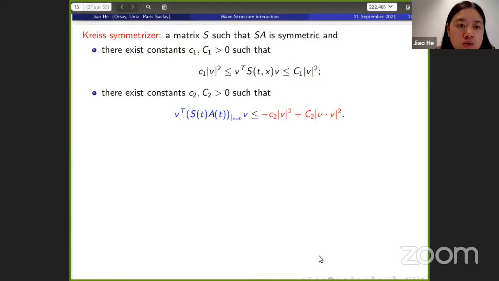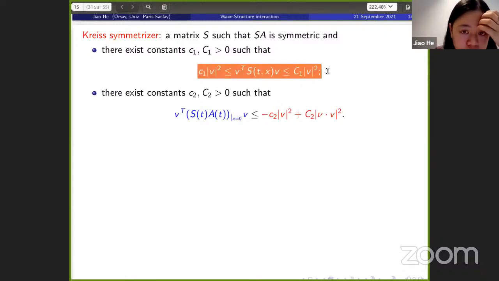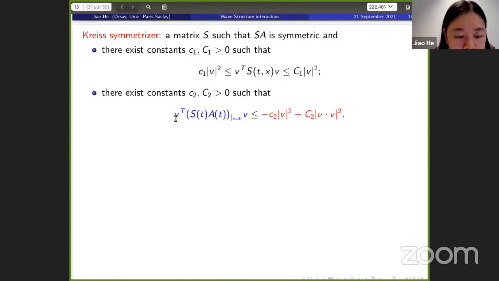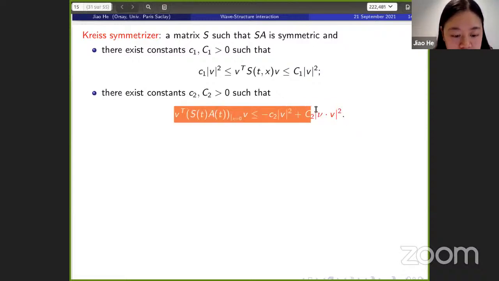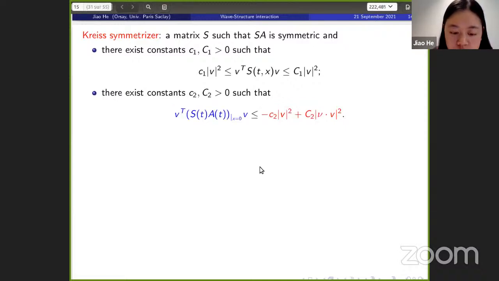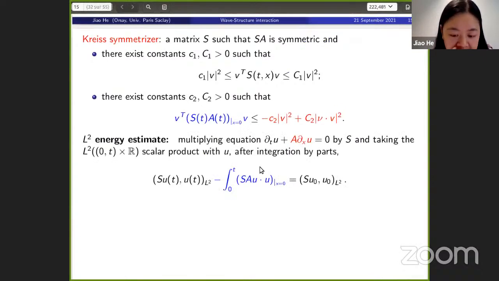we need a Kreiss symmetrizer. Kreiss symmetrizer means a matrix S such that SA is symmetric, and there is a constant such that this relation holds, and then also there exists a constant such that the blue term is controlled by this red term. I will explain to you why we need the second condition. For the first one, it is the same as in the full line case.